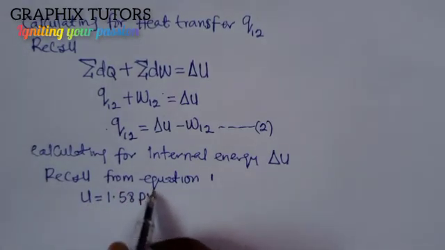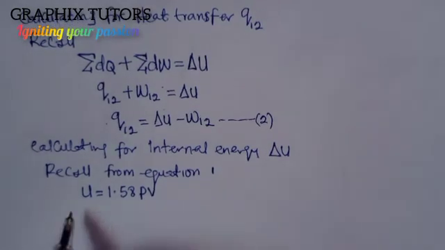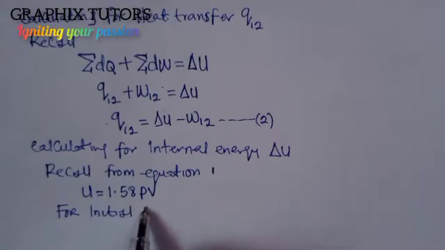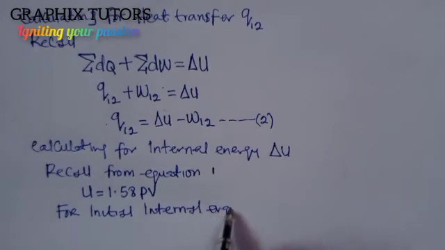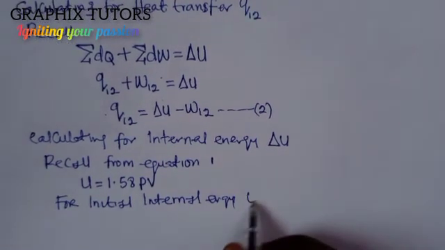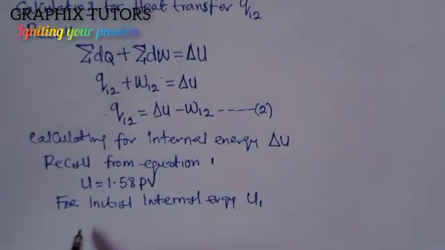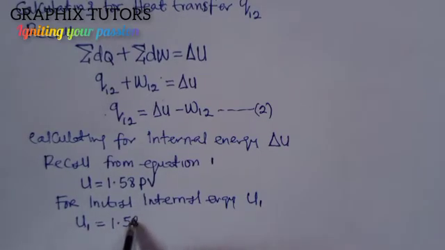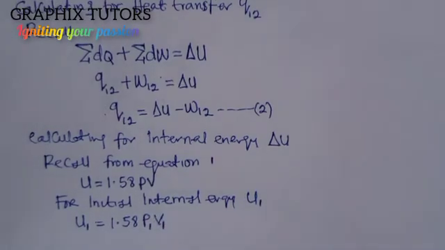1.58 pressure times volume. Now, for state 1, for initial internal energy, that is U1, we're going to say that U1 is equal to 1.58 P1 V1. Are we together?